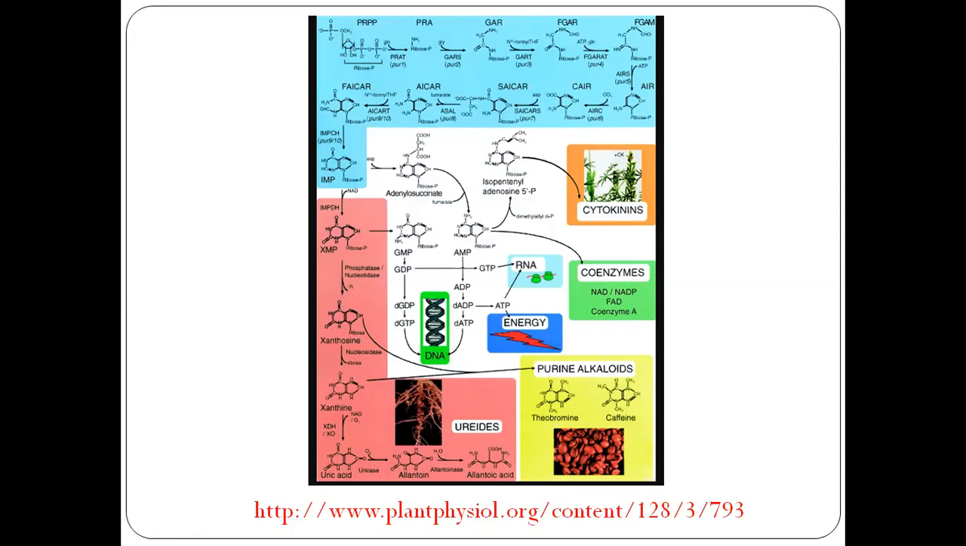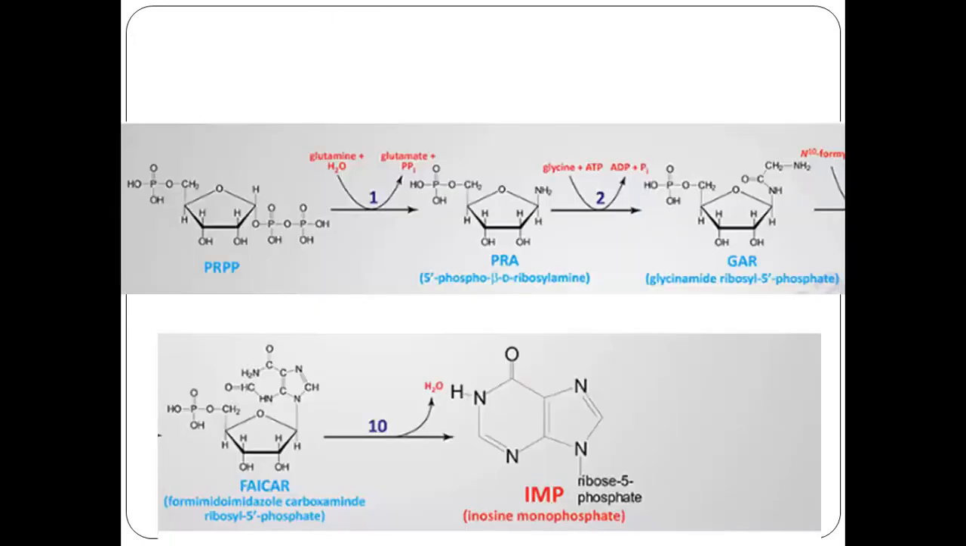You can see this picture from the link given in this slide. Just go through this. No need to learn all these chemical structures by heart, but have a glance. Okay. So we have seen that the first step is phosphoribosyl pyrophosphate formation, and then after that it flows on, at last, into inosine monophosphate.